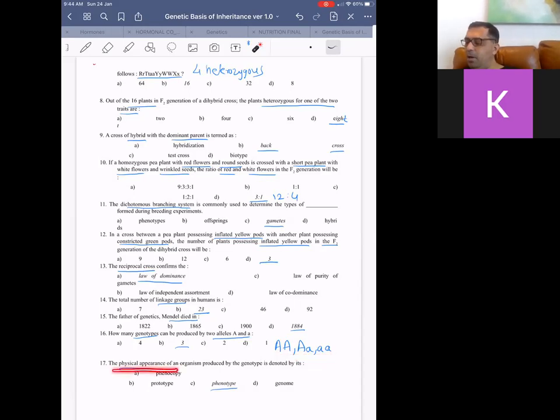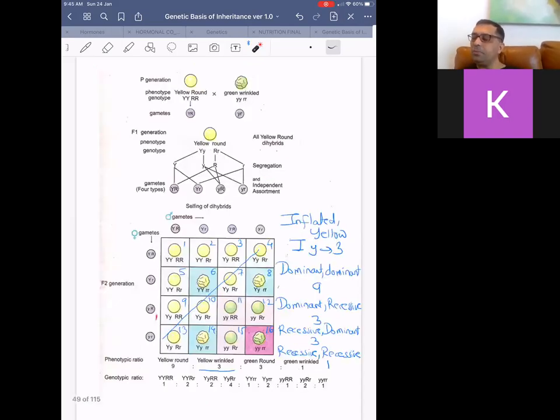The physical appearance of an organism produced by the genotype is the phenotype. The physical appearance is the phenotype, and the genetic constitution is the genotype. Capital T is the genotype, but the physical appearance, tallness, is the phenotype. Tallness is phenotype, capital T is genotype.